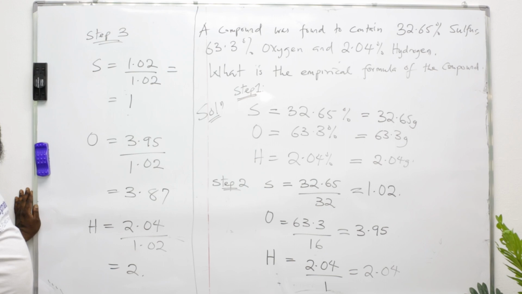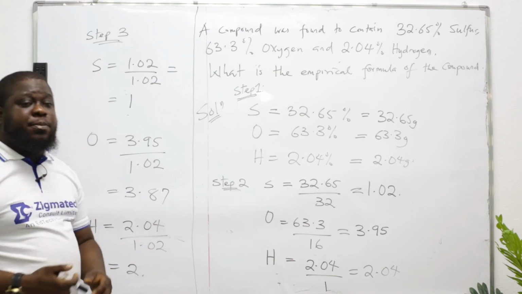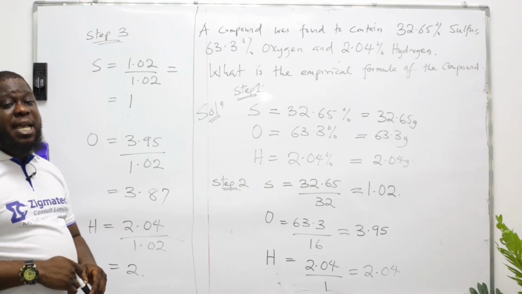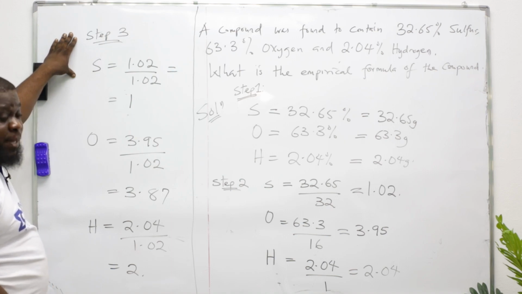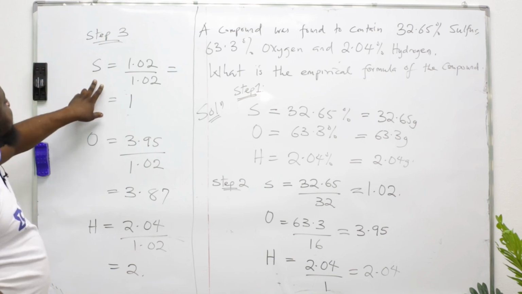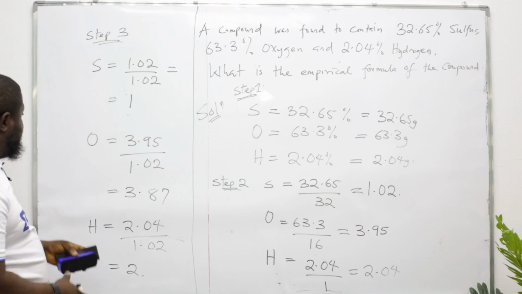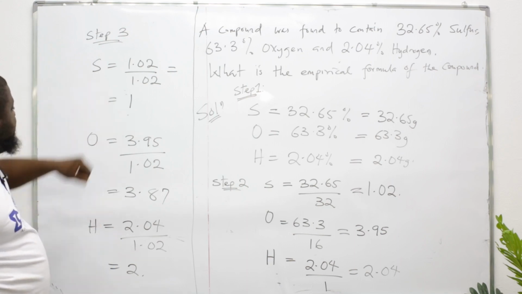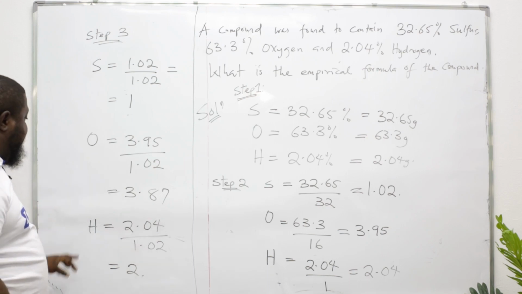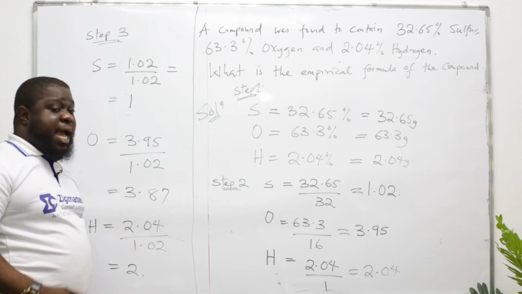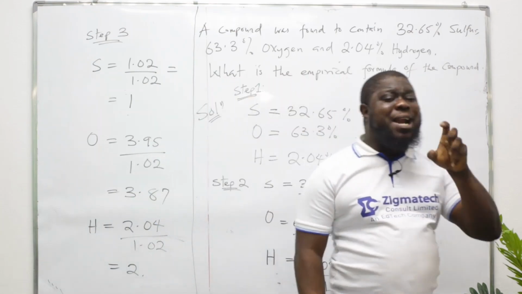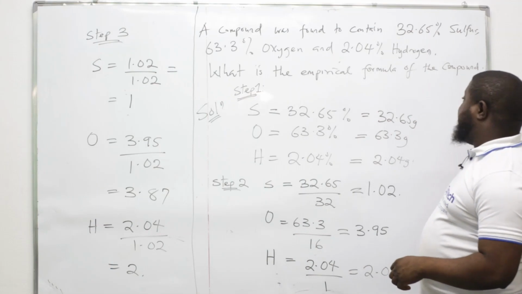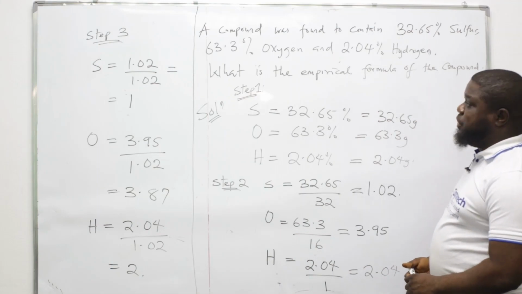Now, the last step says the coefficients calculated in the previous step become a subscript to each element in the chemical formula. Now, sulfur is 1. Oxygen is 3.87, and hydrogen is 2.04. Now, there is a rule in the empirical formula. They said it's a simple whole number ratio.